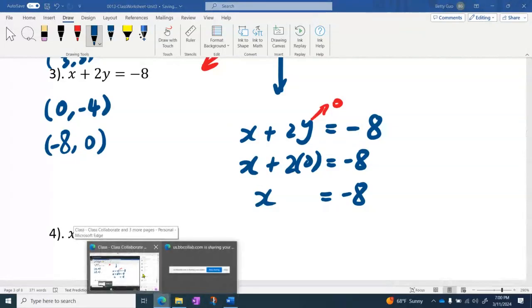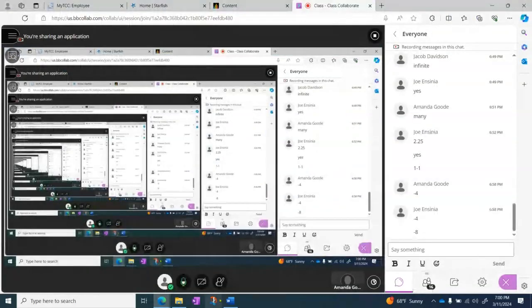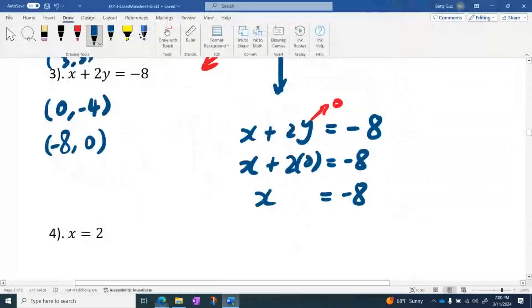Whenever we give x a value, we are able to find the corresponding y value, and we get a solution. Similarly, if we give y a random value and then solve for x, we get a pair, and that pair is also a solution. Perfect, very good.